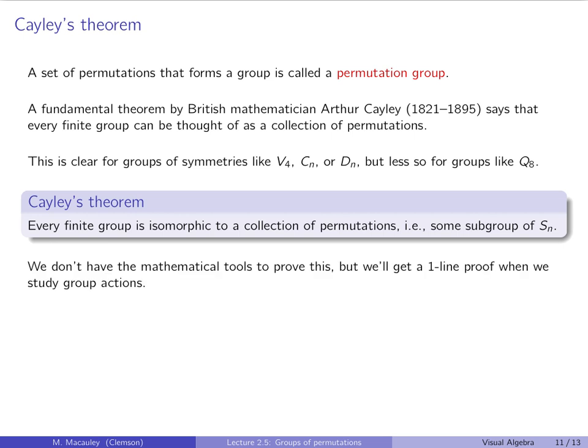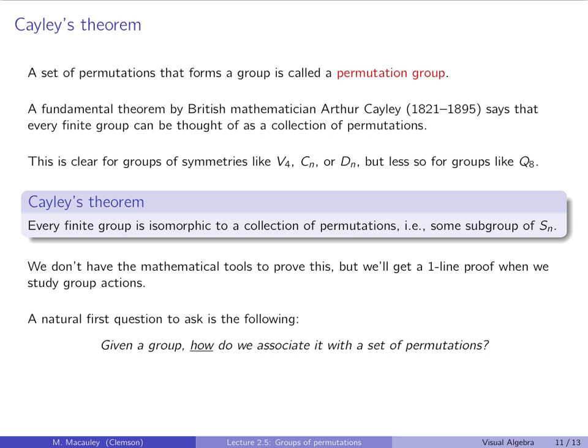We don't have the mathematical tools to prove this yet, but we'll get a one-line proof when we study group actions in Chapter 5. In this lecture, I just want to give you some intuition as to why this is true and how to think about this, and I think that will pay dividends later on because it'll motivate some of the ideas and the techniques that we will see later. A natural first question that one might ask about this is, okay, suppose this is true. Given a group, how do we associate it with a set of permutations? And that's what I want to show you: two algorithms that give a strong intuition for why Cayley's theorem is true.